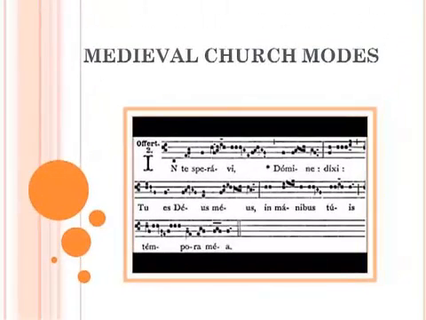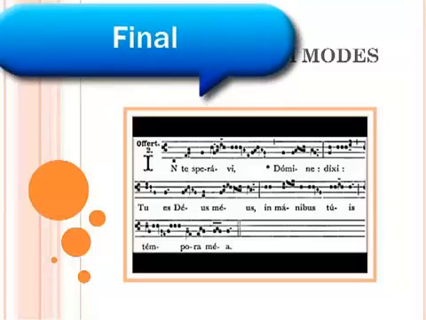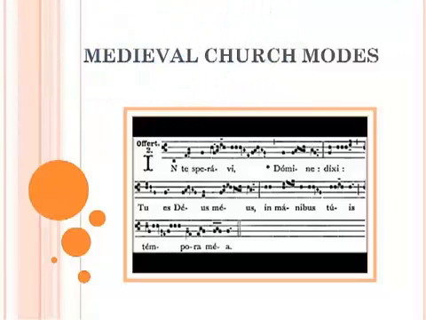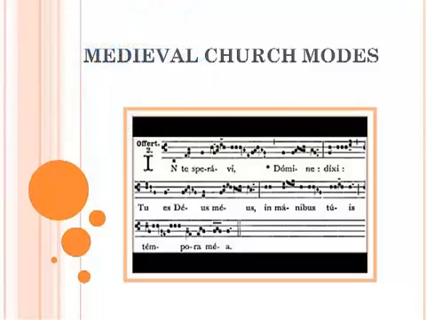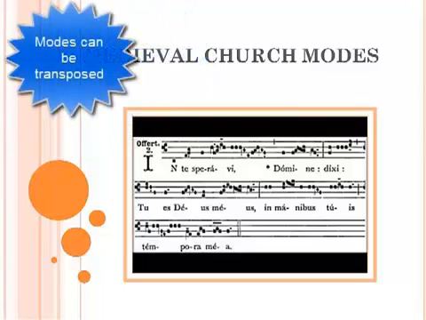They ascend and descend through a particular pattern. The first and last notes of the modes have the same letter name. The first note of the mode is the principal note and it's called the final, whereas in major and minor keys we have a tonic. Because there's no tonic, modes do not have keys or technical degrees. Normally only white keys are used, however they can be transposed to any note.